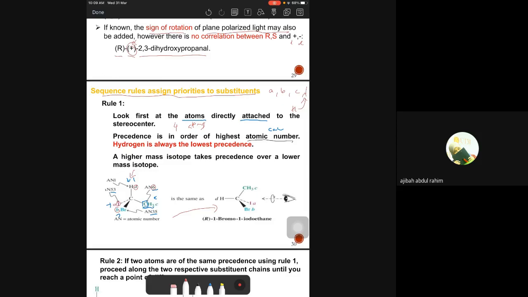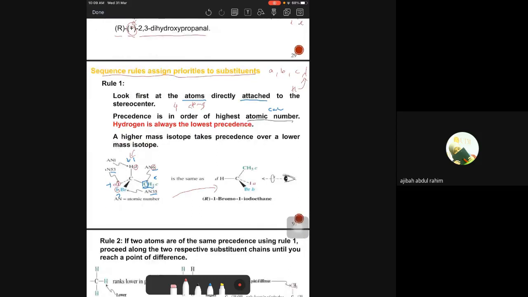So the hydrogen, in this case, will be put at the back, and you are just going to focus on the A, B, and C. In this example, you have your CH3, your iodine, and your bromine. According to this, the configuration is said to be R, meaning clockwise. Is it true? If you look here, it will rotate this way.